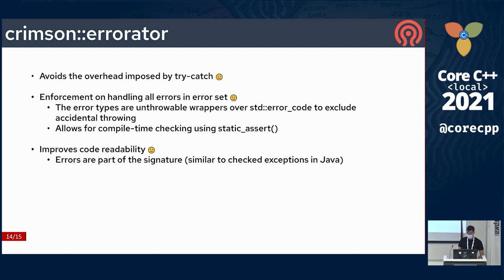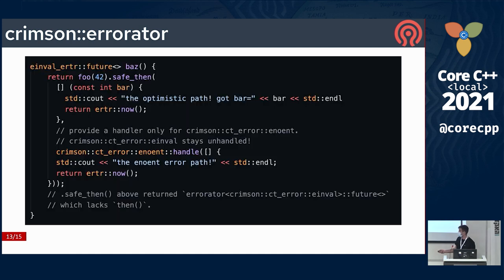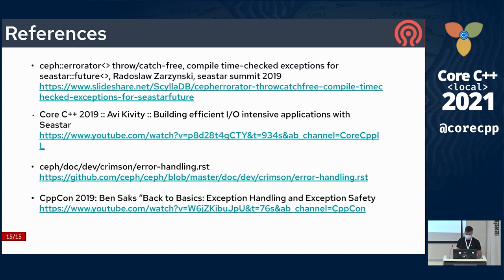And it improves code readability, similar to checked exceptions in Java, because the errors are part of the function signature. You can just look at the return type, and it will tell you everything. It will tell you all the possible errors that can be returned from that function.